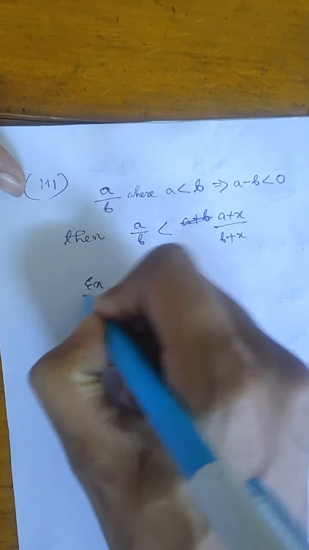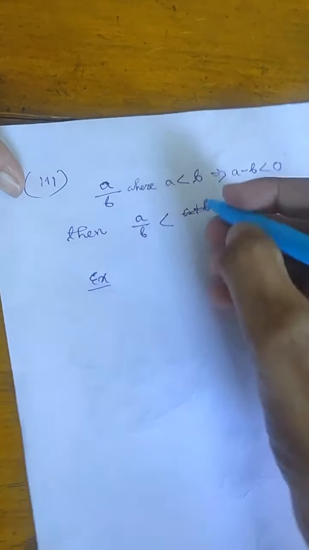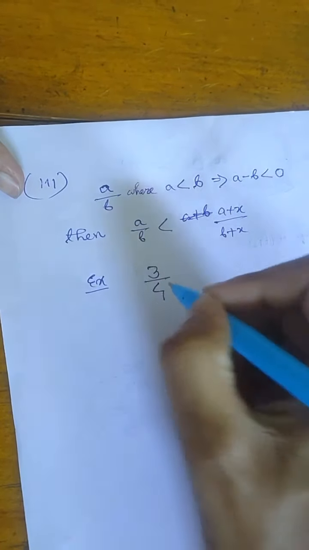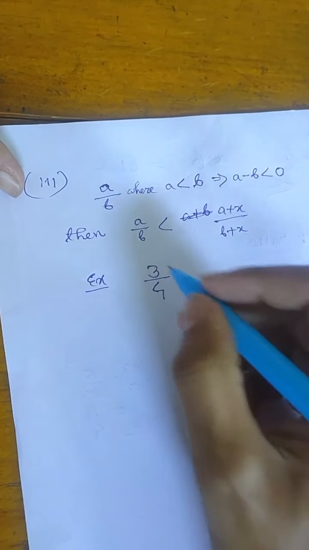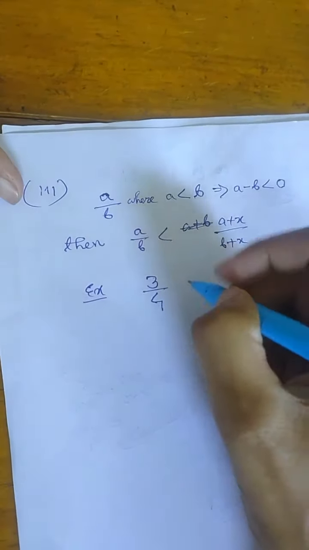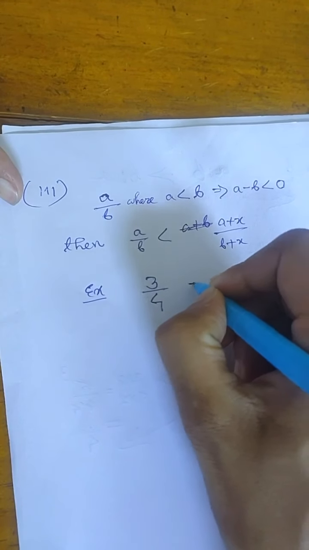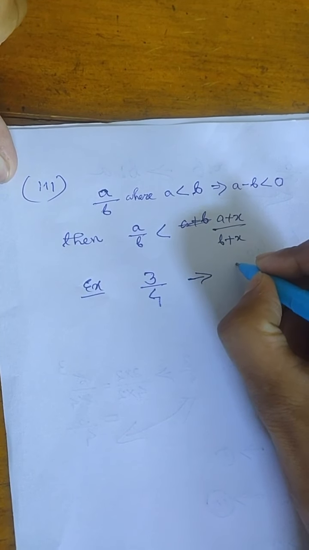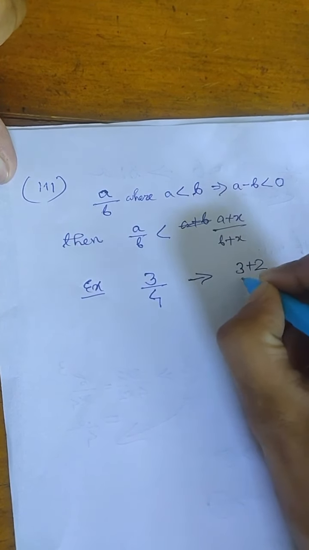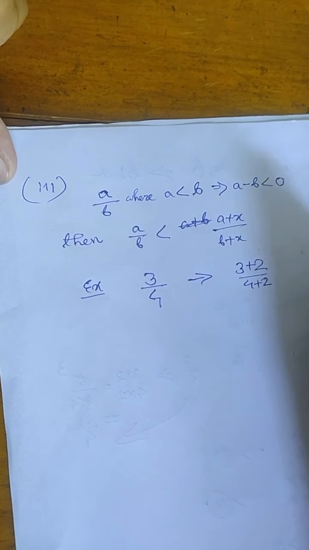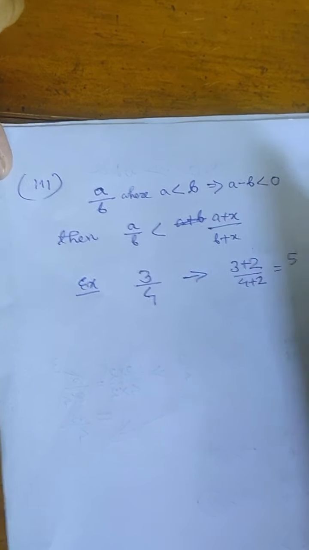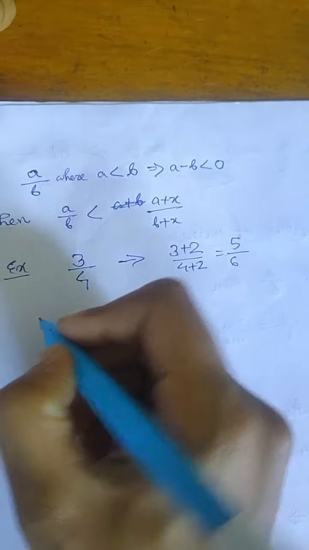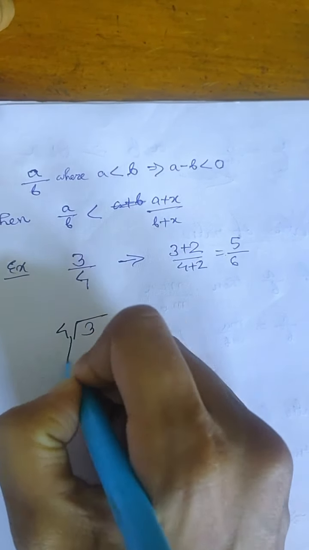We can understand by taking an example. A is less than b, so the ratio will be like this, no? A is less than b, 4 is greater than 3. Then the new ratio will be, if we add a number on both terms, suppose we are adding 2, 3 plus 2, 4 plus 2, it will be 5/6. So let's see, if we divide 4 by 3, then it will be what?